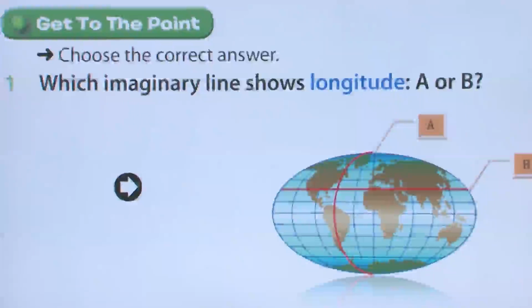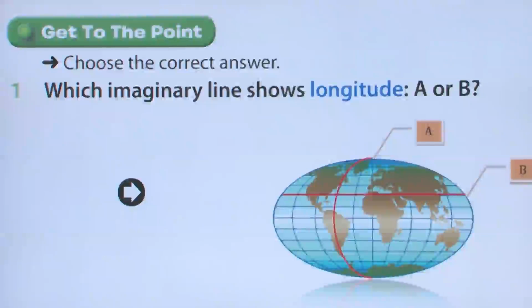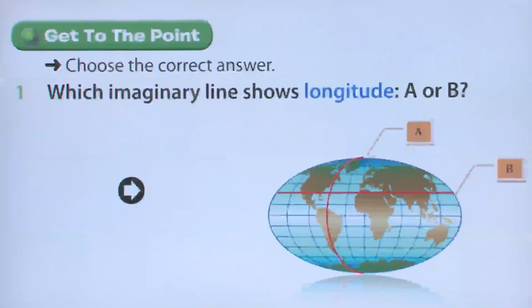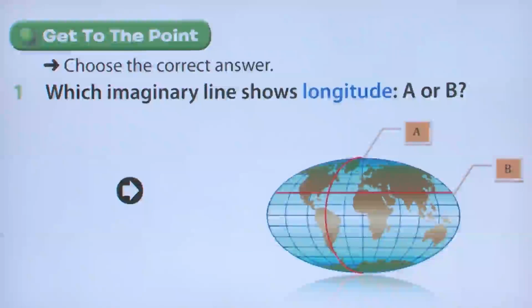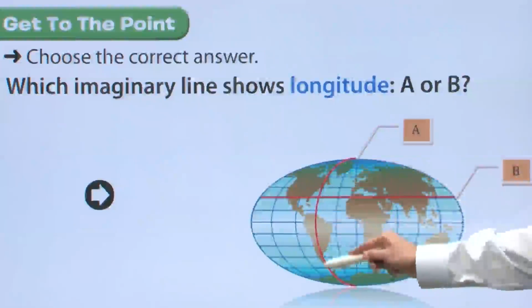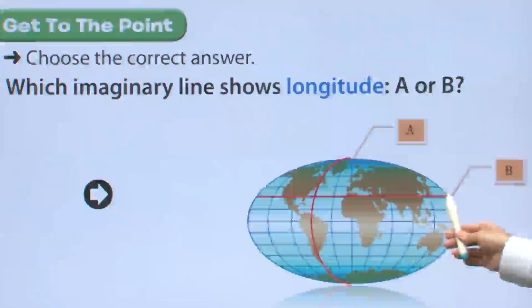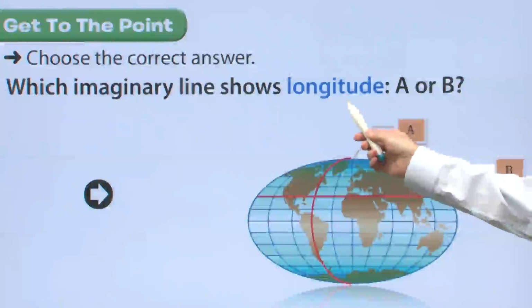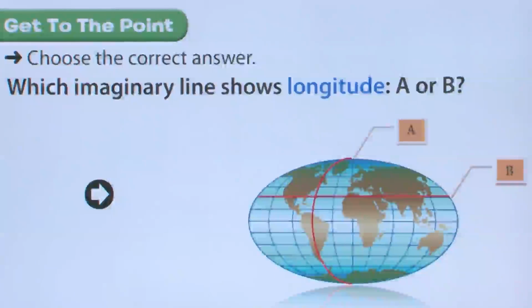Now, let's get to the point. Choose the correct answer. Question number 1. Which imaginary line shows longitude? Now, this should be easy, okay? Here is one line called A. There's another red line called B. Which one is longitude? A or B? Can you remember? Yes, it is A, line A, from the North Pole to the South Pole. That's a line of longitude.